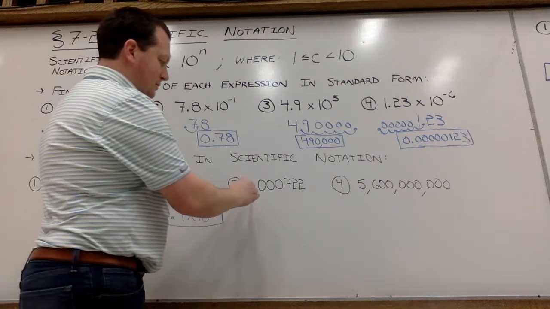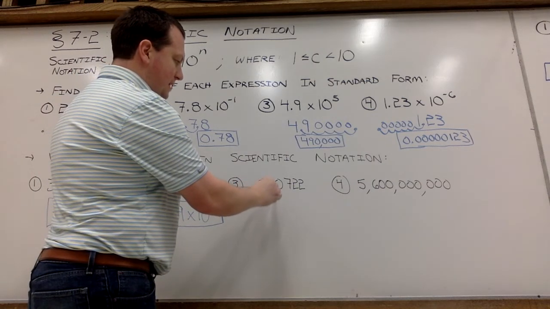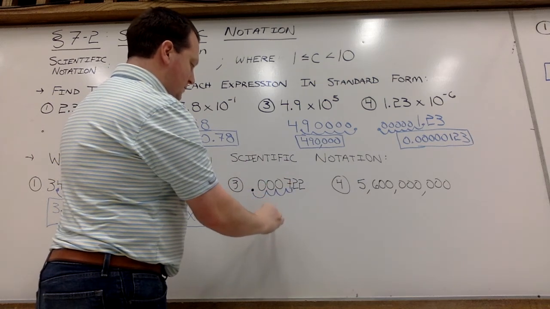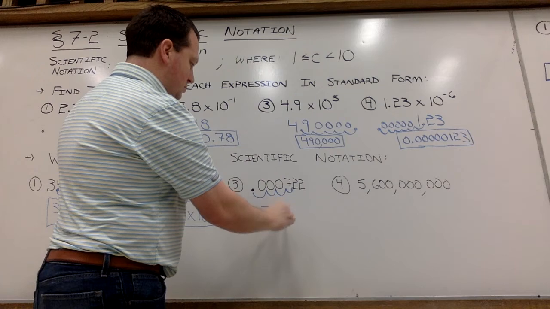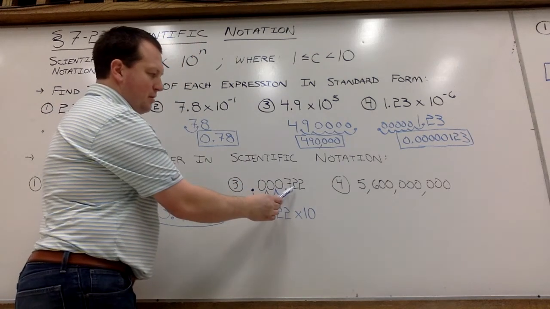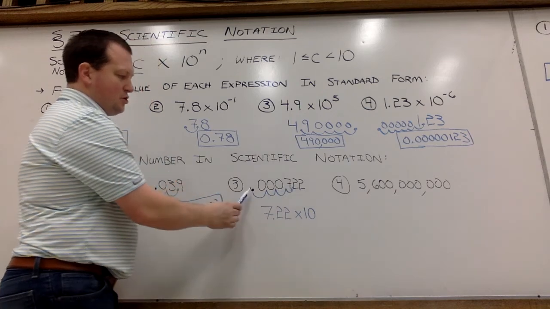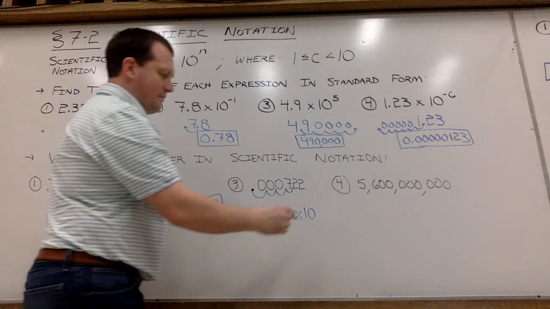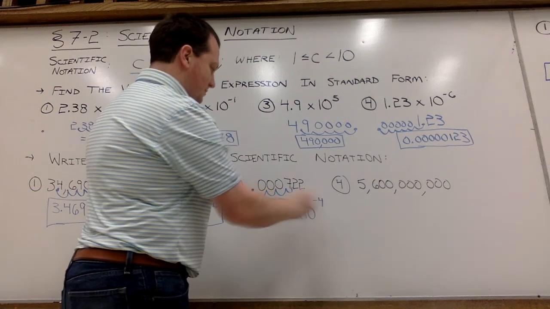Question 3. I'm going to move till I get that number between 1 and 10. I'll stop right there. 7.22 times 10, and then my exponent going from my finishing position to its original location, I'd have to go 1, 2, 3, 4 to the left. So exponent of negative 4.